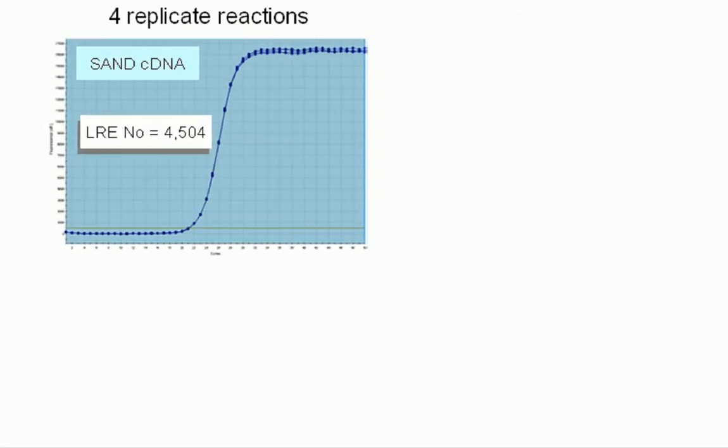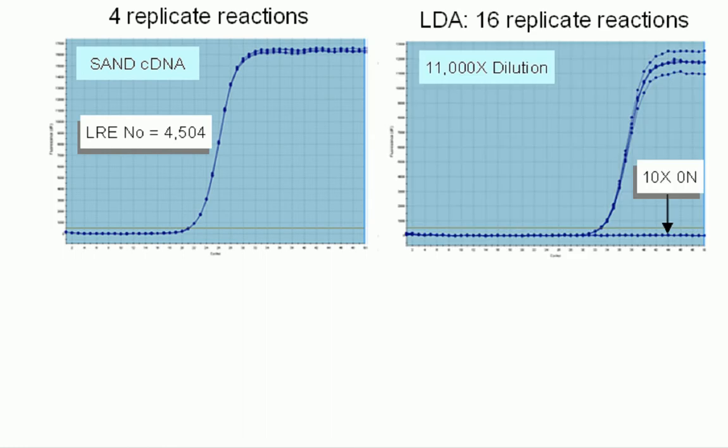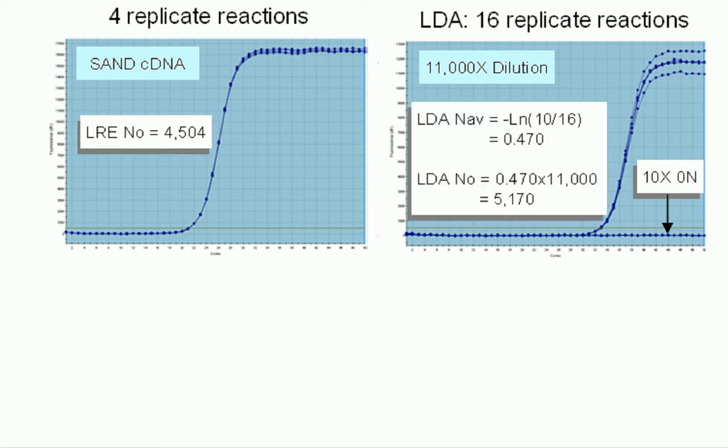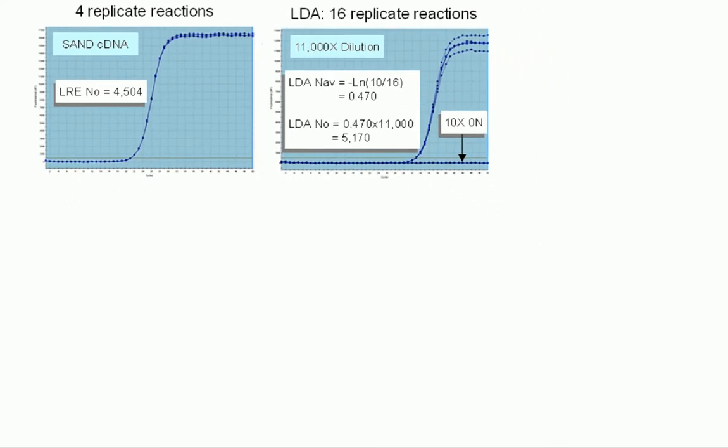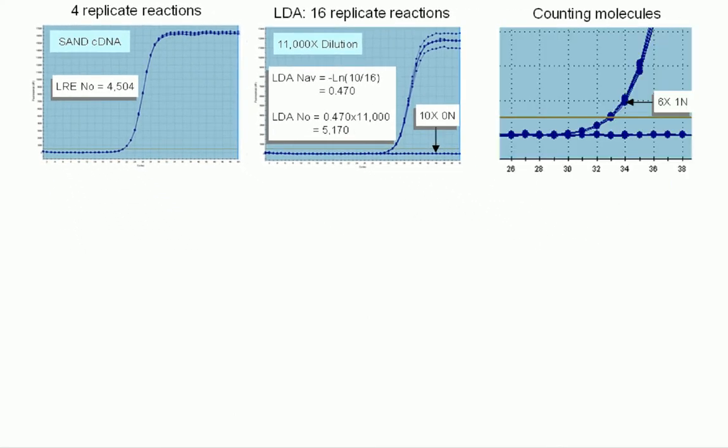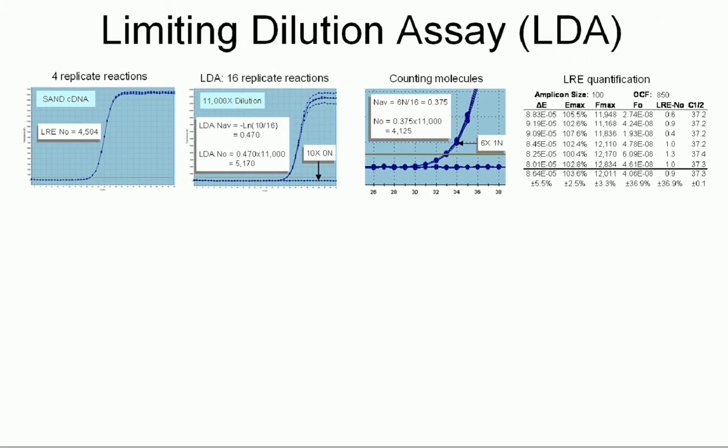This is a cDNA target with an LRE predicted quantity of 4,500 molecules per aliquot. The sample was then diluted 11,000 times and 16 replicate reactions conducted. This generated 10 nil reactions, which correspond to about 5,200 molecules based on LDA. Similar to the previous example, this produced 6 tightly clustered profiles that are supposedly produced by amplification of a single target molecule. Counting molecules supports this contention, predicting a target quantity of 4,100 molecules in the undiluted sample. Finally, LRE analysis of these 6 profiles generates an average quantity of 0.9 target molecules.